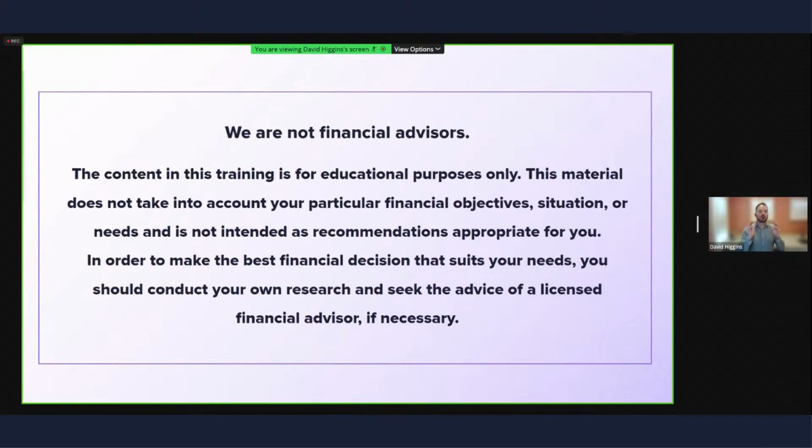So if you are looking to get a much more granular and much more individualized way of looking at all of your expenses and your income and everything, your whole financial situation, we highly advise that you seek the advice of a licensed financial advisor if necessary. So thank you all so much.